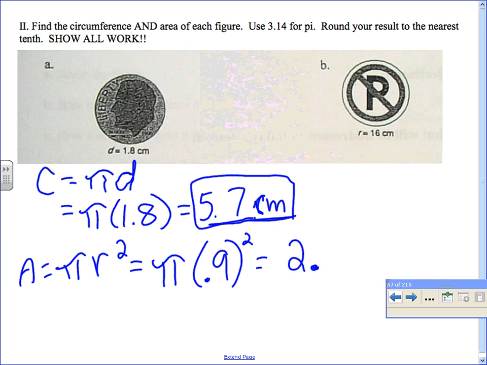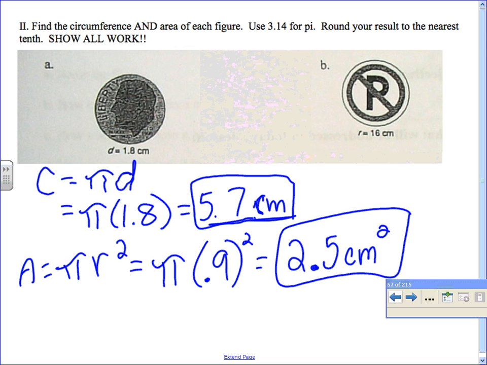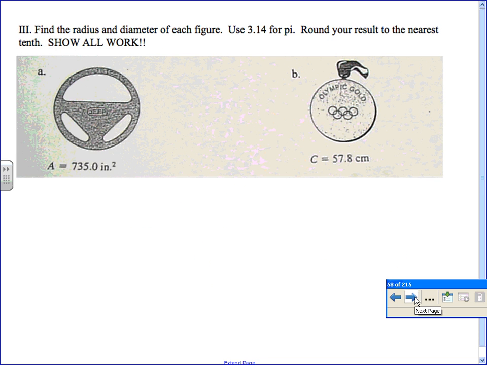Okay, let's go to the Roman numeral 3. Let's go to the steering wheel. Okay, so here it says find the radius and the diameter of each figure. Use 3.14 for pi. Round your answer to the nearest tenth. So what's different about this one? Sean, what's different? Yep. What else is different about what they gave us? Like, what do we have? What's this? Good. So we're given area instead of a radius or diameter, which I'm sure is common sense.